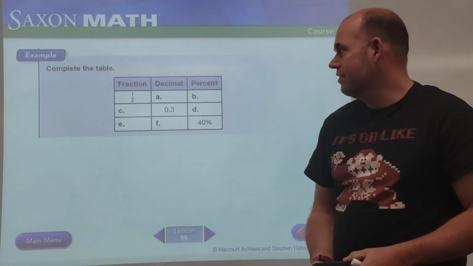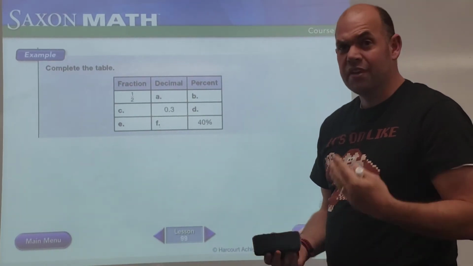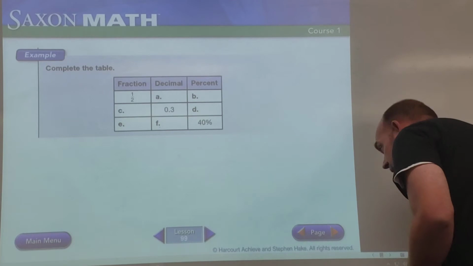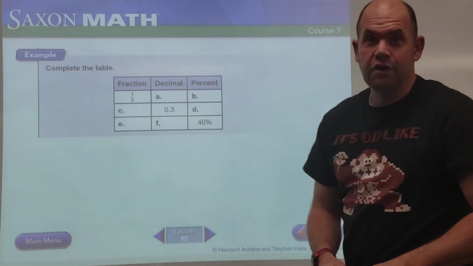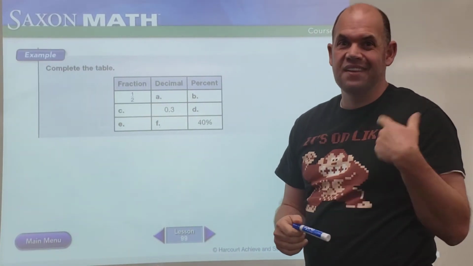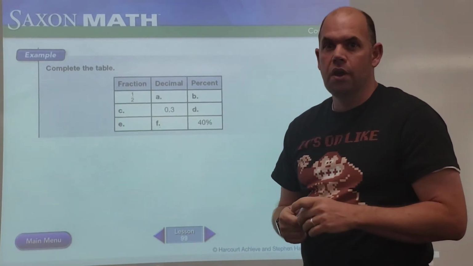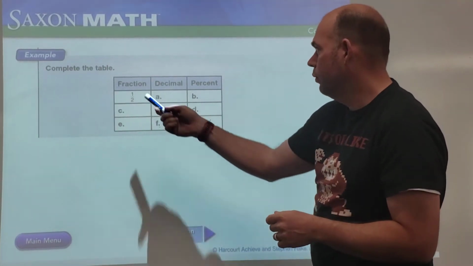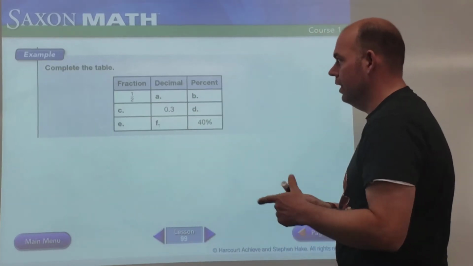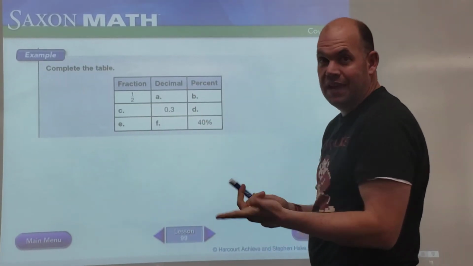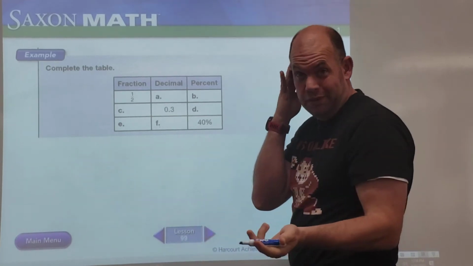So here we're going to look at this table. They gave us some of the information, and we have to come up with the rest. This is something that you'll continue to be tested on throughout your education because we want to know that you can convert things. So if we're looking at a fraction, like 1/2, and we have to convert that to a decimal, well, we can just simply divide if we want to.